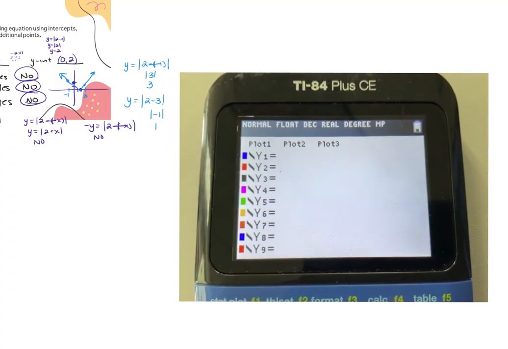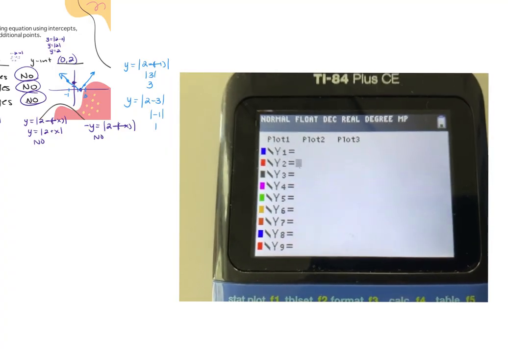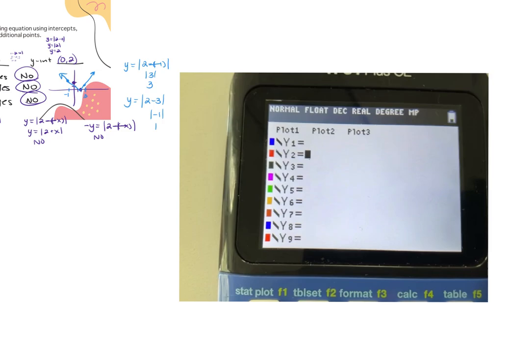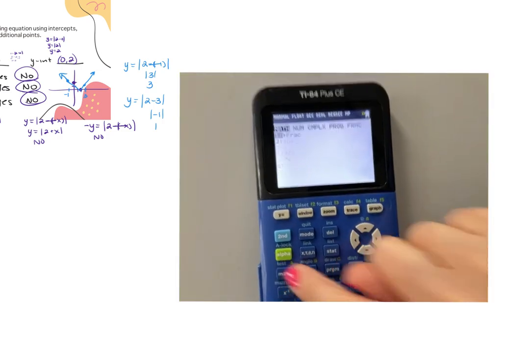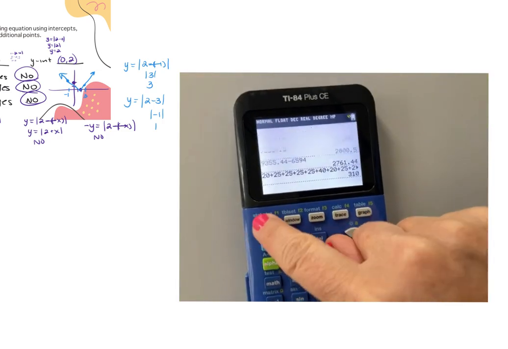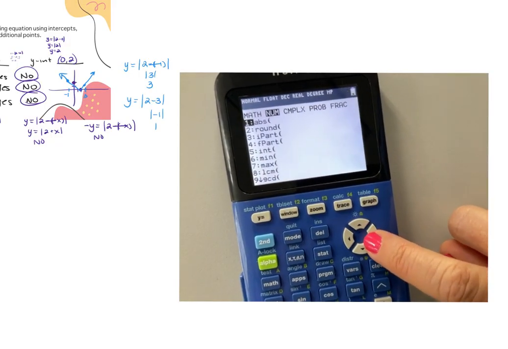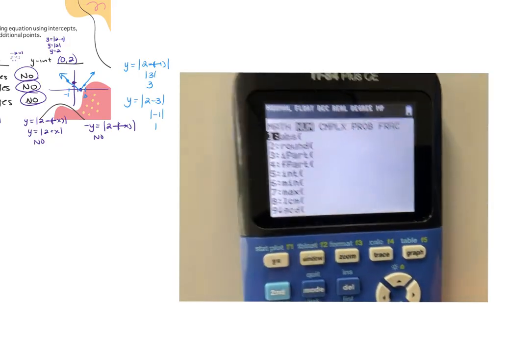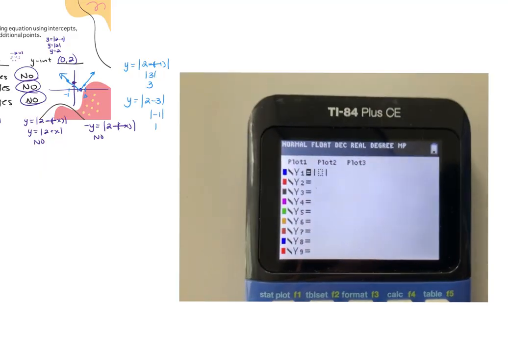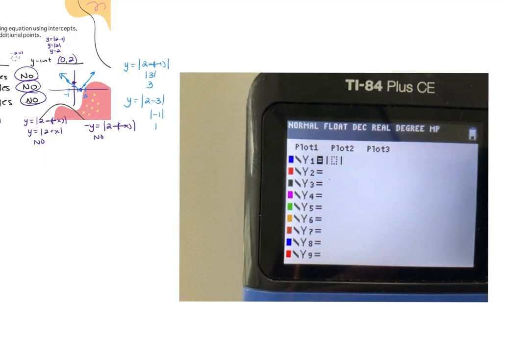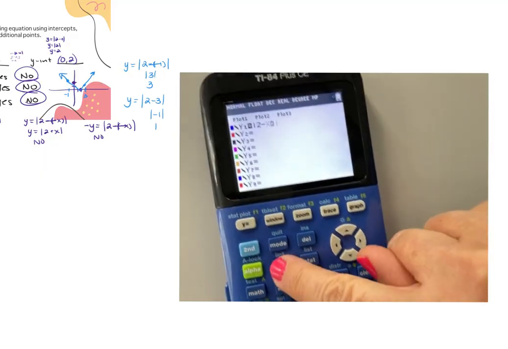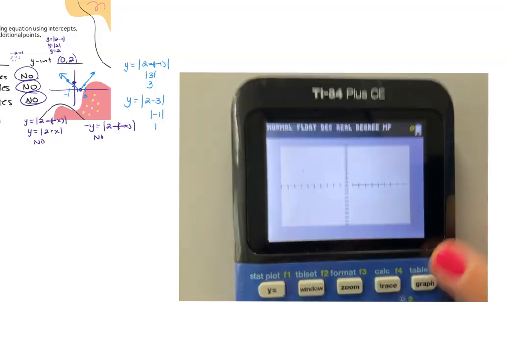All right, so first of all, there's no absolute value bar. You have to go into your math menu. So if you go to math, let me go to the first, go to y equals, go to the top. Go to math, and then I arrow to number. The very first thing is ABS, and that stands for absolute value. Now I get the bars, okay? And then I'm going to type 2 minus x. I'm going to hit enter, and I'm going to hit graph.